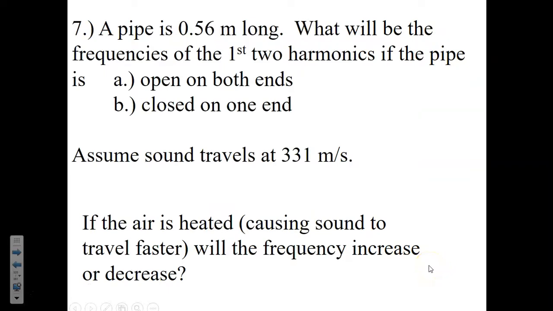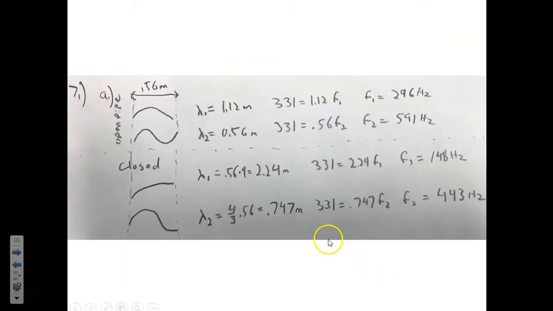What would be the frequency of the first two harmonics if the pipe is open on both ends and if it's closed at one end? So first two harmonics for both. Let's look at the simplest example. So here we're open. We know how to do this. We start and end with a node. So that means that this is lambda over 2. And so lambda itself is going to be twice that because only half a lambda fits in between.